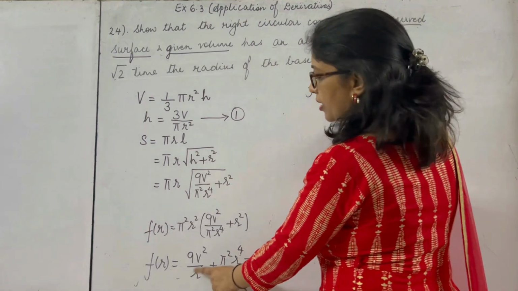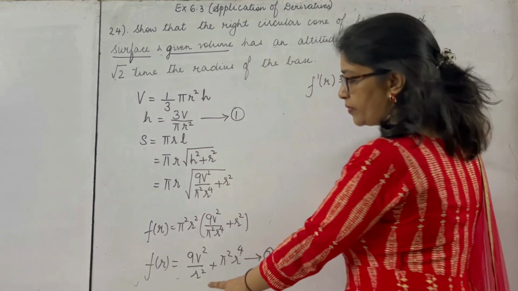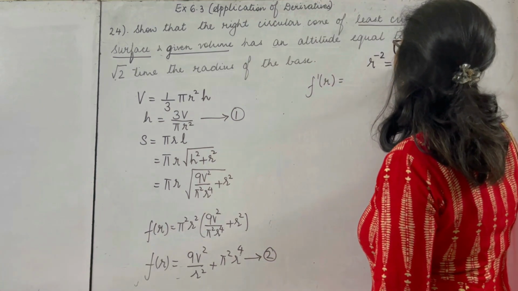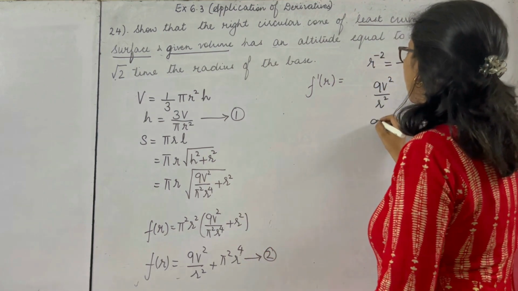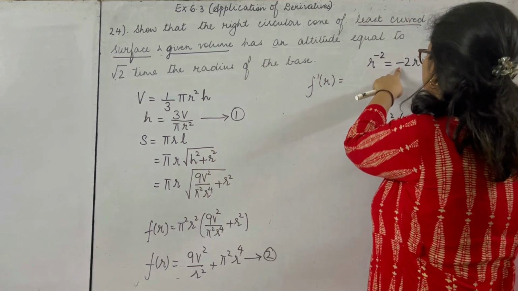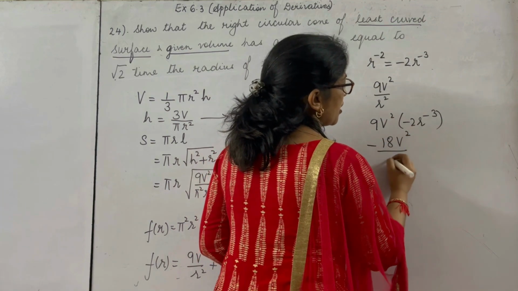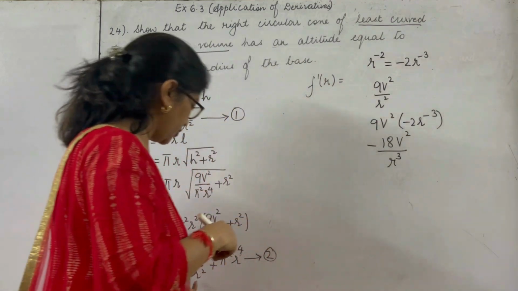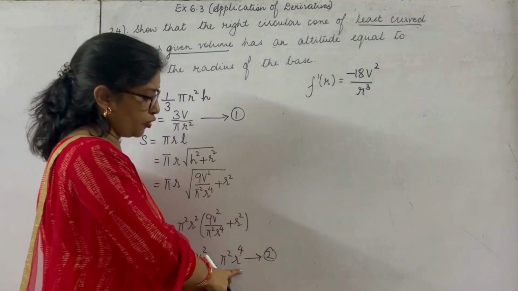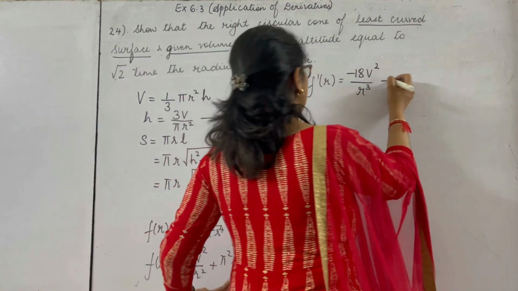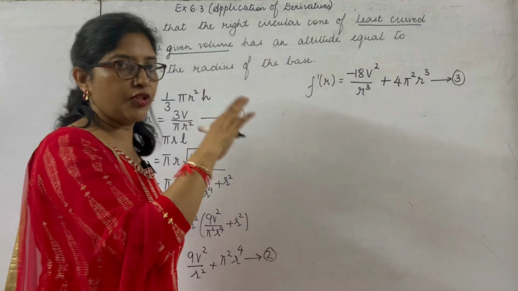So differentiate this. 9V square is constant, derivative of r raised to minus 2, that is minus 2r raised to minus 3. So 9V square upon r square, when differentiated, will become 9V square constant and this derivative, which is minus 18V square upon r cube. So the derivative of the first term is minus 18V square upon r cube. Let's put that. And the derivative of r raised to 4 is very easy. It is 4r cube. This is the first derivative.